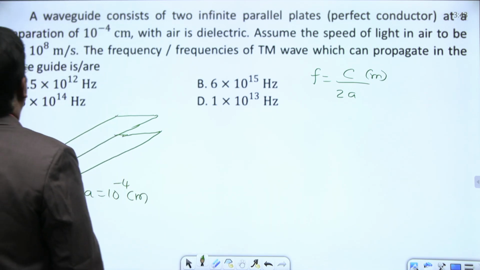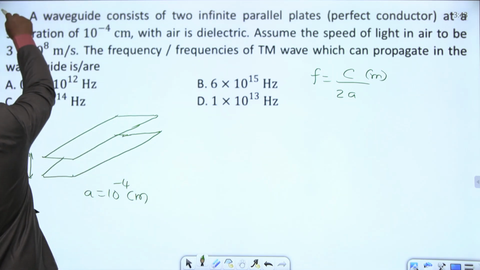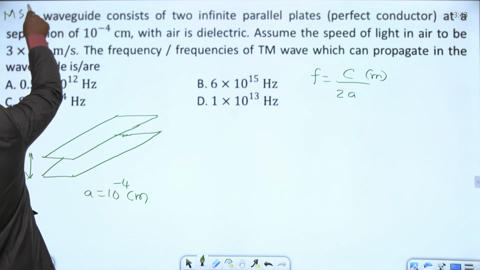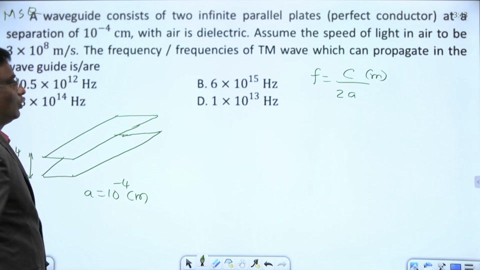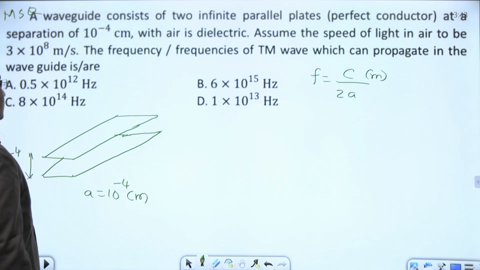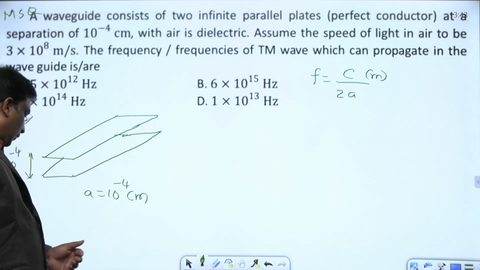Simple. This is also an MSQ type question. MSQ, multiple select question. What are the frequencies more than the cutoff frequency? All the frequencies will be passed. Just find the cutoff frequency. I am leaving it to you.